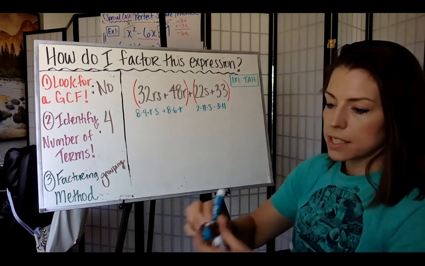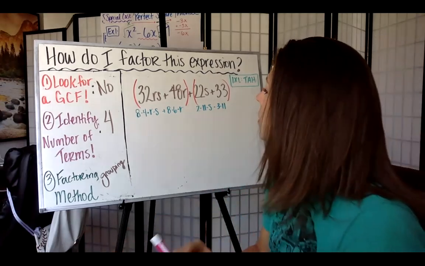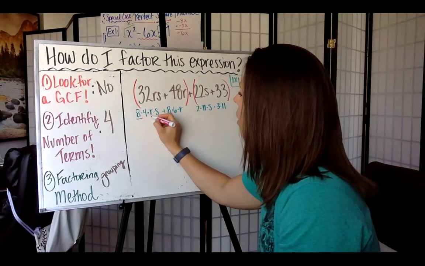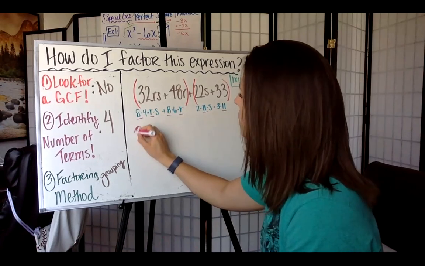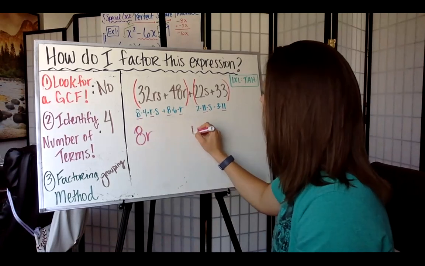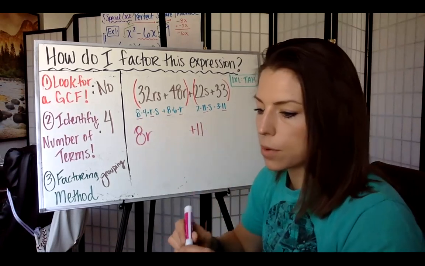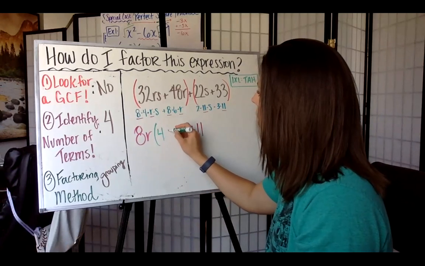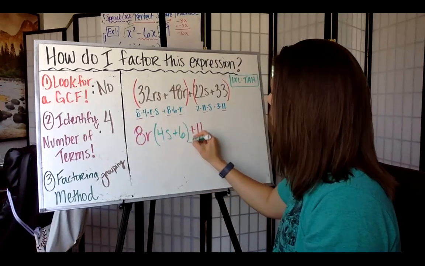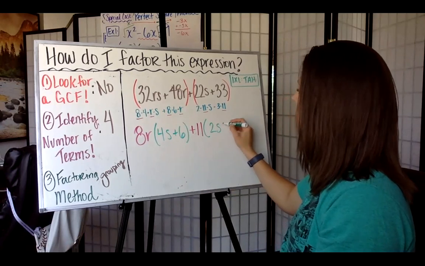All right, let's see what they have in common. We've got an 8 and an R in common, and over here we have an 11 in common. So let's go ahead and factor those out: 8R and a positive 11, and let's see what we have left over. That leaves us with 4S plus 6 and 2S plus 3.